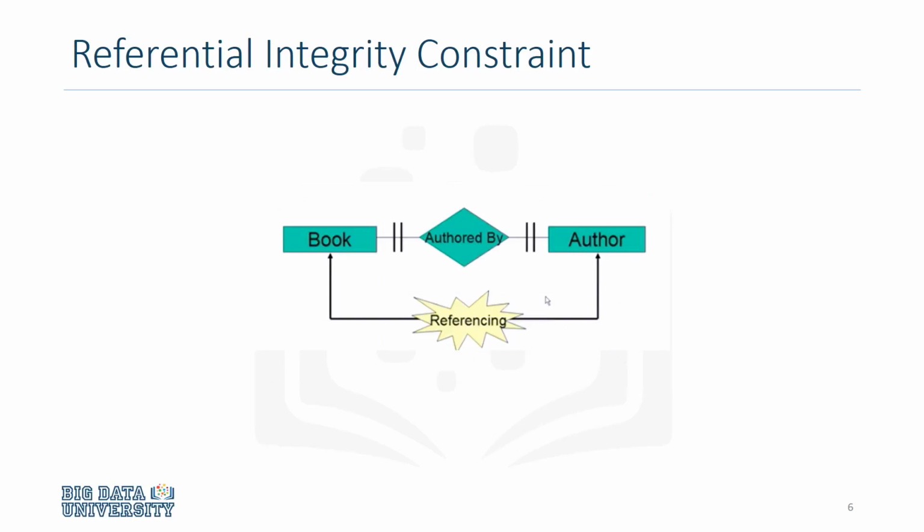Referential integrity constraint defines relationships between tables and ensures that these relationships remain valid. The validity of the data is enforced using a combination of primary keys and foreign keys. As mentioned previously, for a book to exist, it has to be written by at least one author.